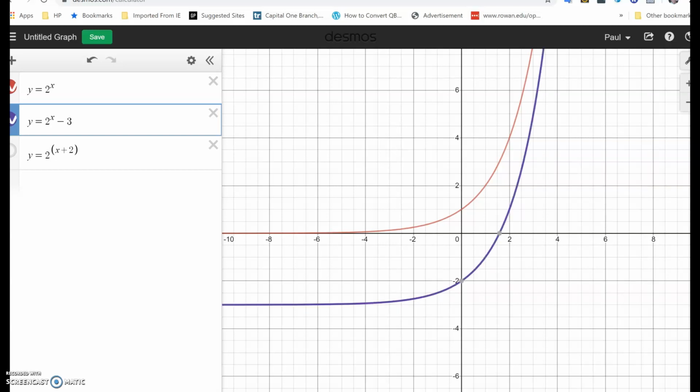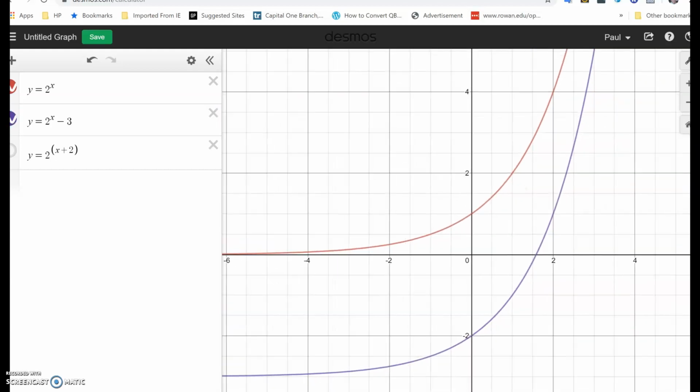Now, it looks a little weird. It at first looks like your graph isn't going down 3 everywhere. It looks like it goes down a lot on the left and not very much on the right, but that's because it's so steep over here. The actual distance from here to here is kind of the same as the actual distance from here to here. It's sort of an optical illusion, but this purple graph is moved down 3 at every single point on the red graph. If you go down 3, you get to a point on the purple graph.